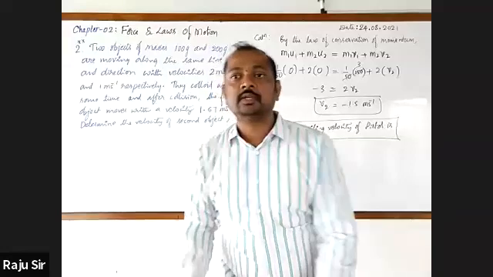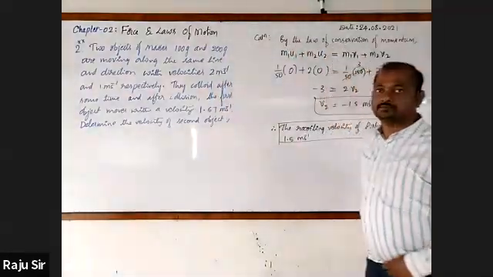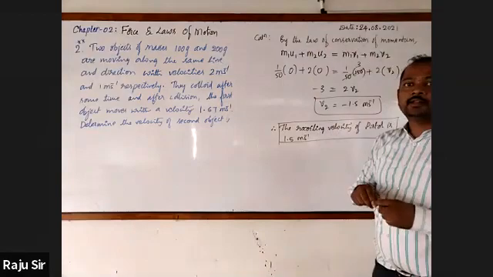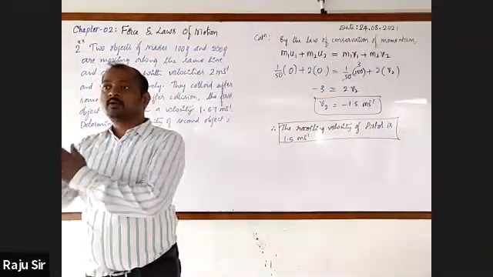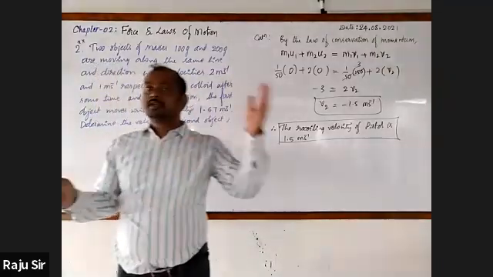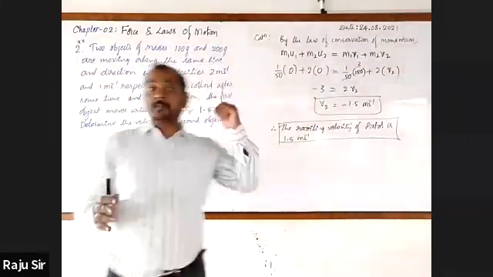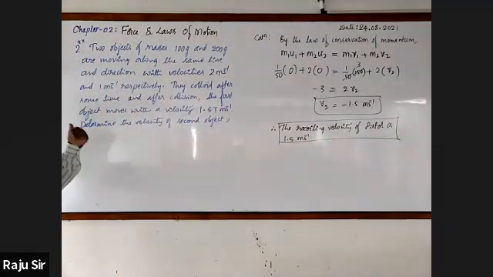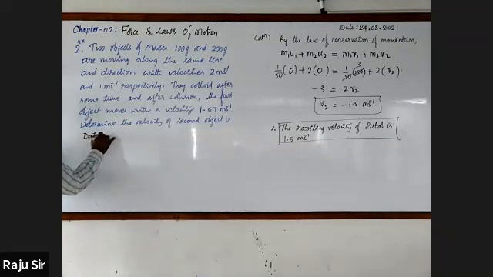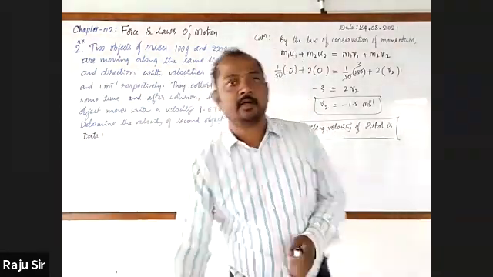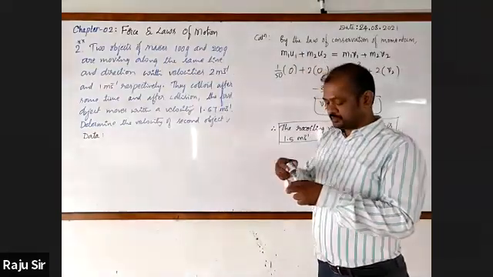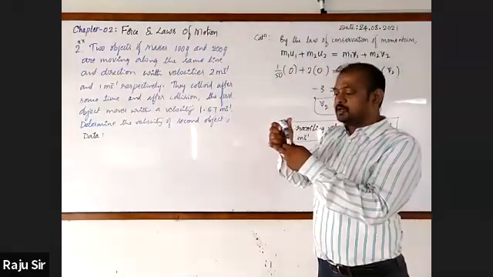Now you tell me, is it not simple? Yes, sir. Here also we have two situations. In the first problem also, we had two situations: one was before firing, the second one was after firing. For collision, it is before and after collision. Get it? Data: first object, object 1, object 2.